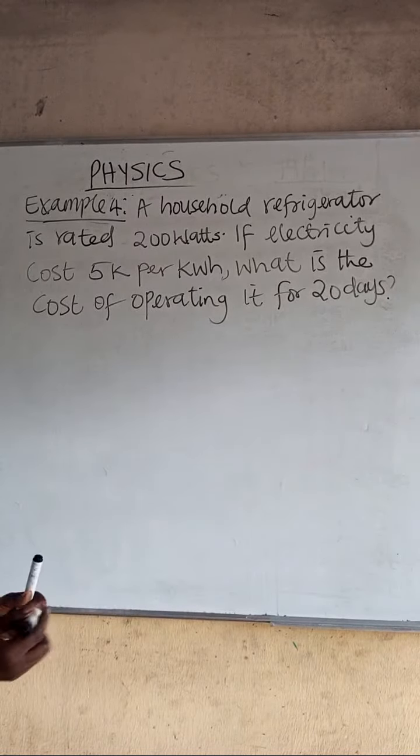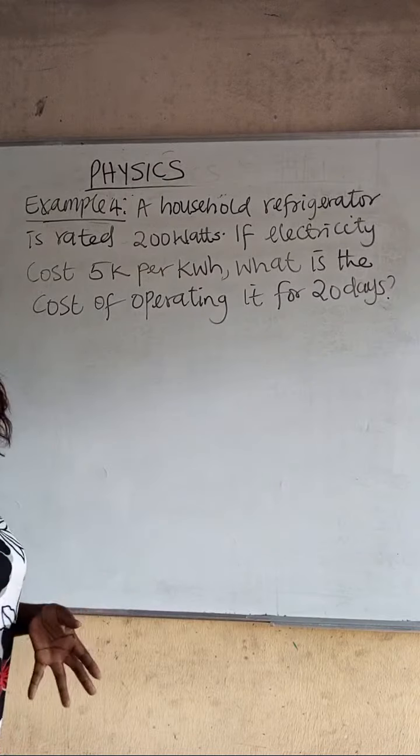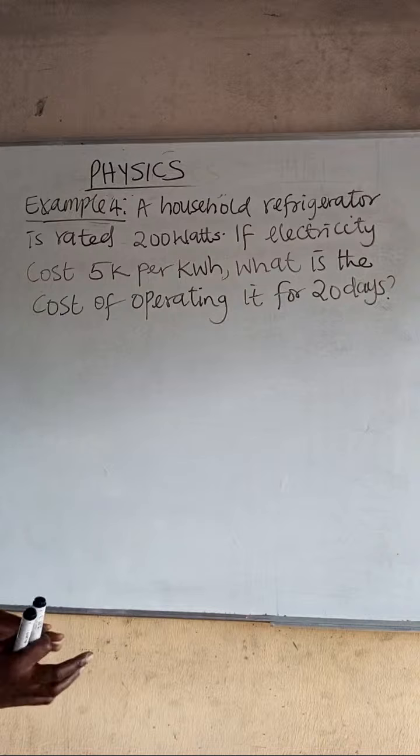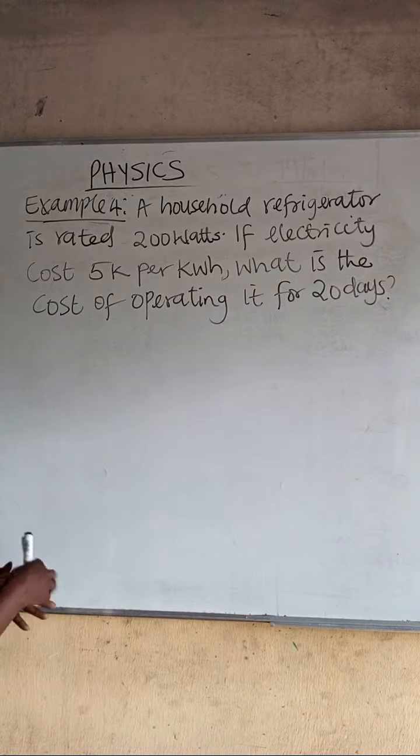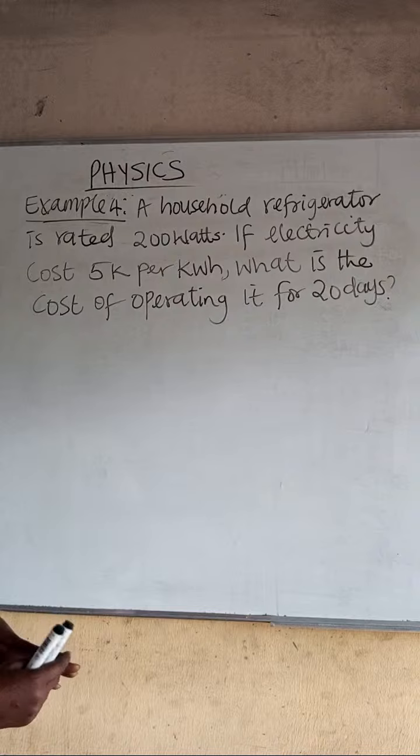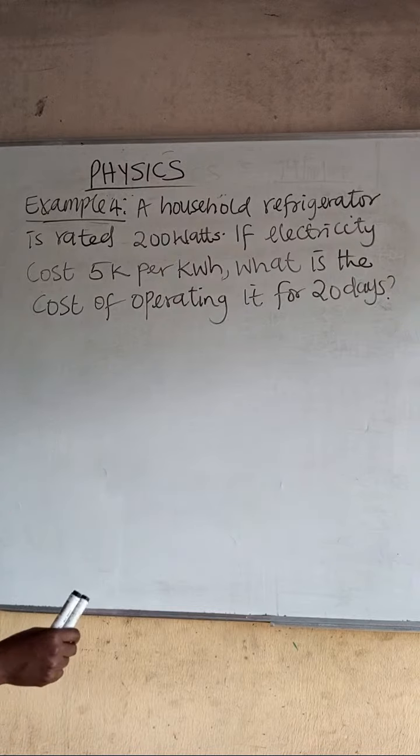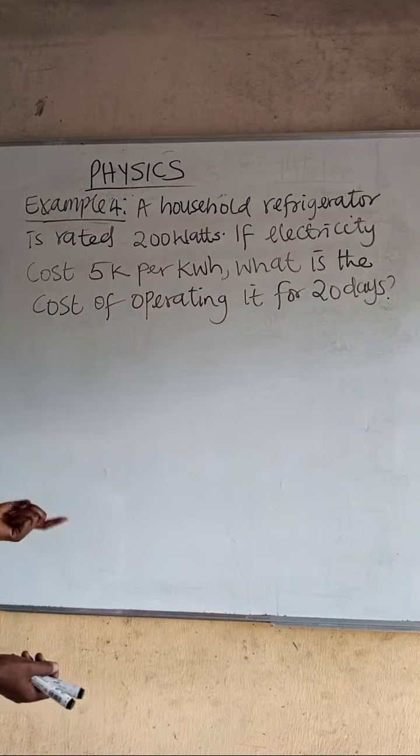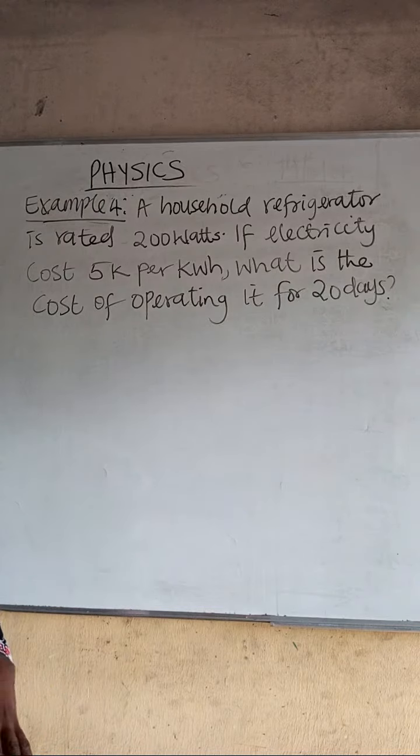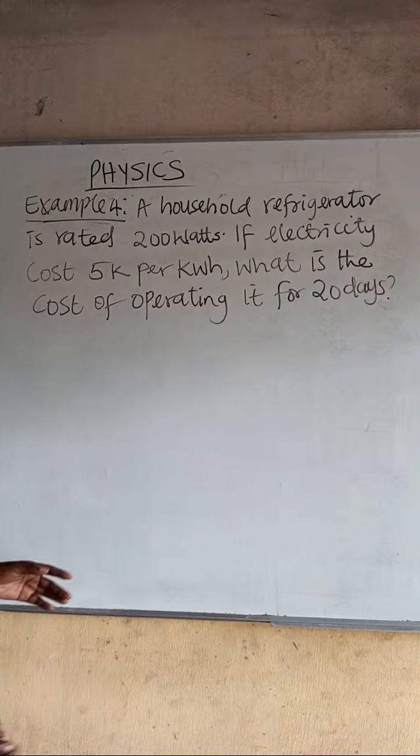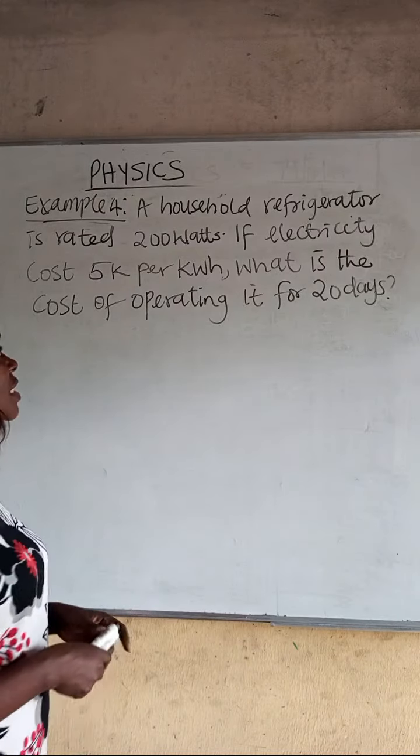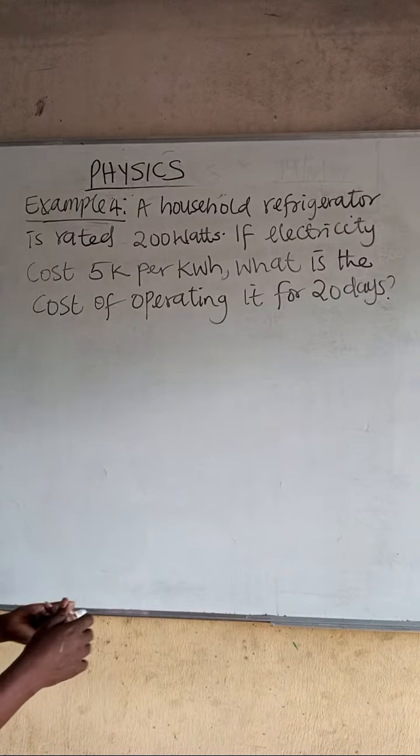All right. So let's look at this fourth question or fourth example. A household refrigerator is rated 200 watts. If electricity costs 5 kobo per kilowatt hour, what is the cost of operating it for 20 days? Now, this question is different from what you just saw previously. So let's just set our parameters and I'll explain.